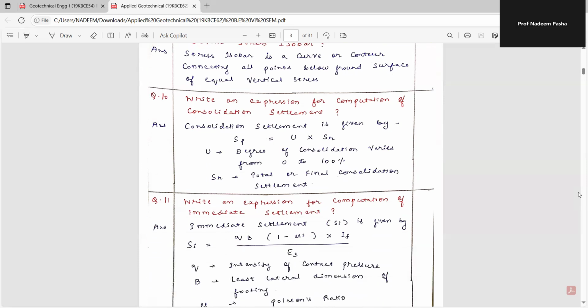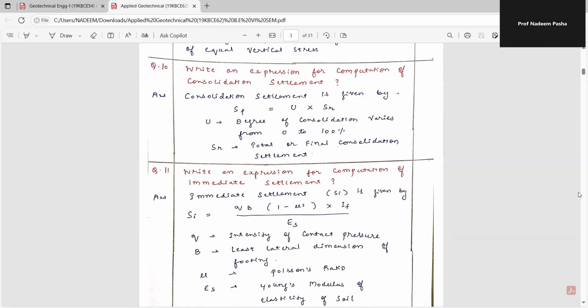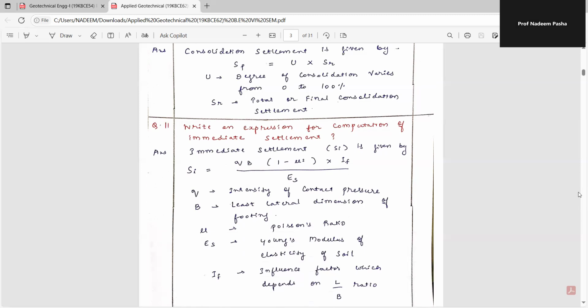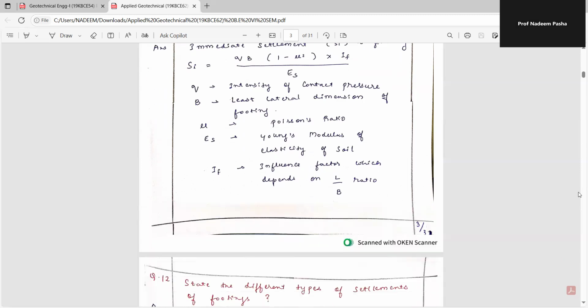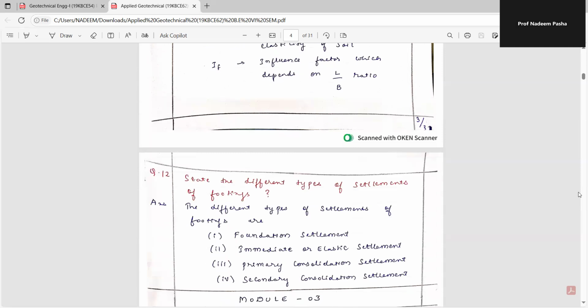Write an expression for computation of immediate settlement. Immediate settlement SI is given by SI equal to Q into B into (1 minus mu square) into IF by ES, where Q is the intensity of contact pressure, B is the least lateral dimension of footing, mu is the Poisson's ratio, ES is the Young's modulus of soil, and IF is the influence factor, which depends on the L by B ratio.